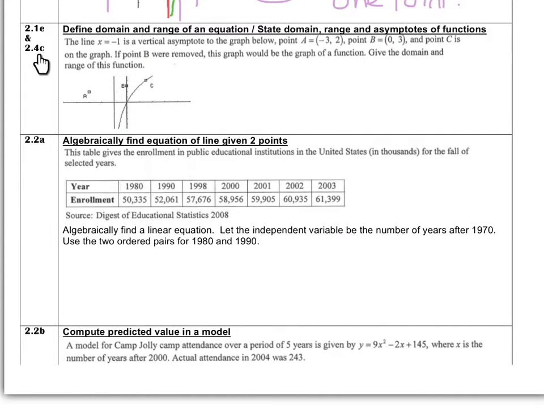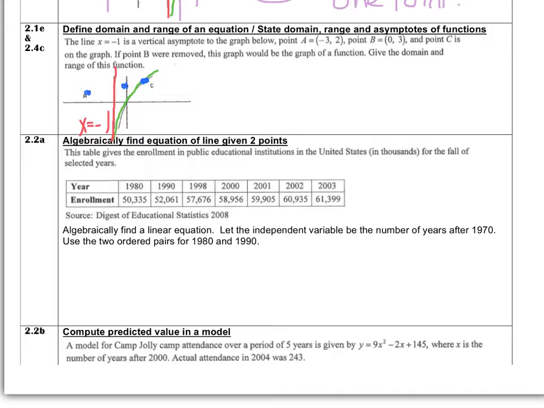2.1e and 2.4c are combined together. And we're going to piggyback off the same example. But this one here says the line x equals -1 is the vertical asymptote to the graph below, which also includes the points A, B, and C. So let's just highlight those with some colors. So this is what they are actually talking about for the graph. We have the 3 blue points, the green graph. Here's the asymptote this time. Be careful, it's hard. This is the x-axis and that's the y-axis. Make sure you can tell the difference.